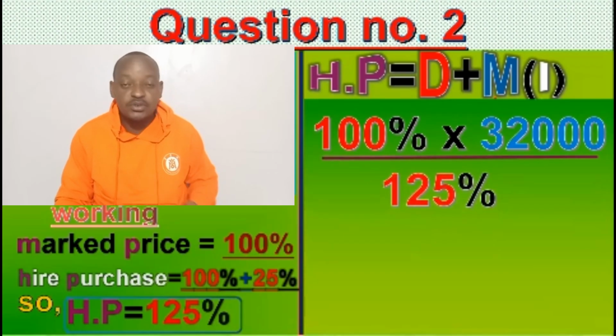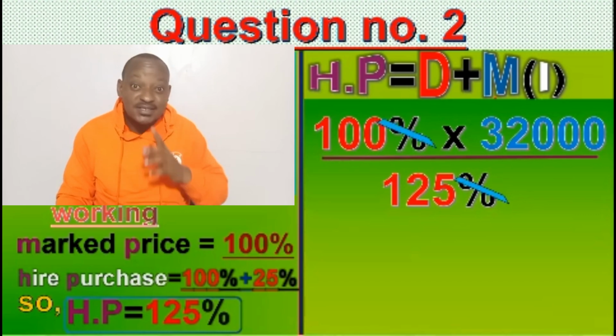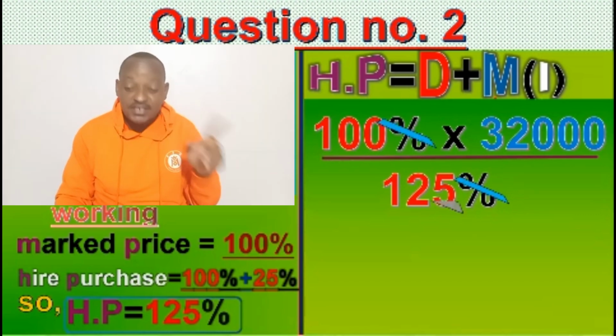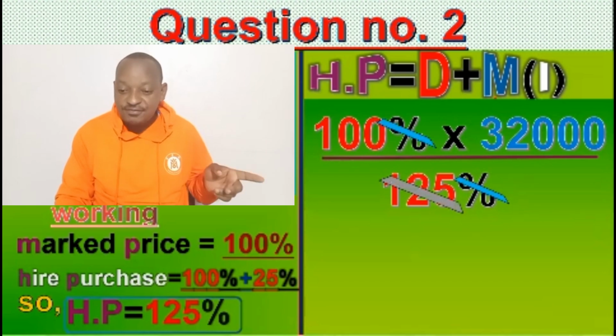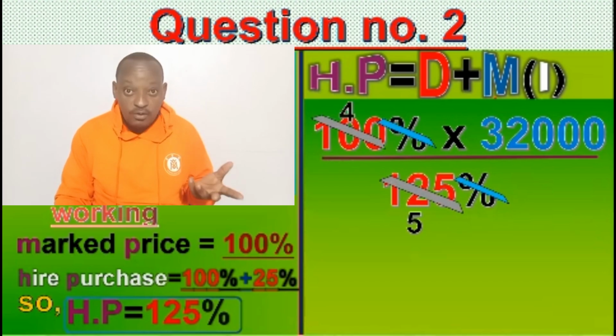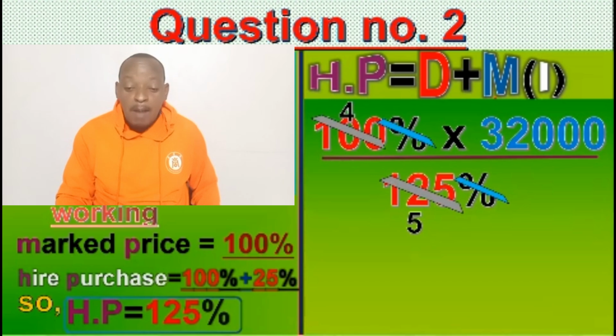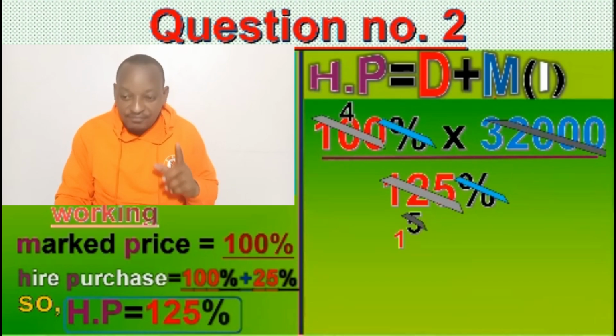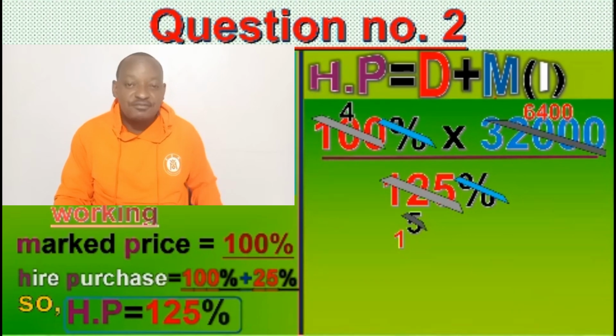125% comes down. So we simplify percent and percent. These ones disappear. Then we say by 25, this one can give me 5. By 25, this one can give me 4. Then we can simplify further by 5, 1. And then we simplify the other one by 5, 6,400. You can confirm, no problem.